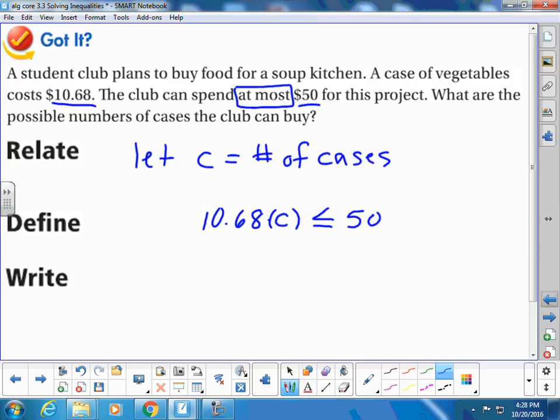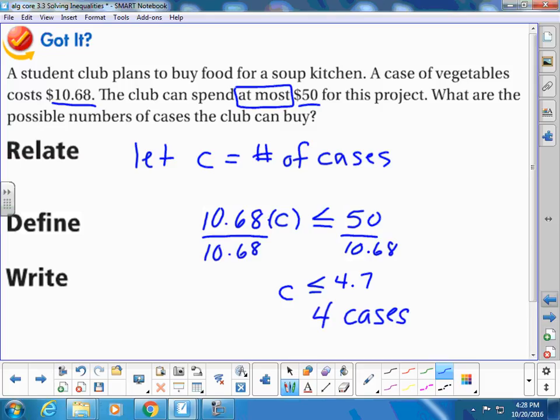So to undo this, I'm going to divide by $10.68 on both sides. And I'm pretty sure this is not going to be a beautiful number. $50 divided by $10.68 is cases would be less than or equal to 4.68. So 4.7 about. That's an estimate, but that's okay because we're not breaking cases up. So I have to actually write how many cases can I buy? Well, they're not going to let me buy 0.7 of a case. So in this case, I can only buy 4 cases or less.